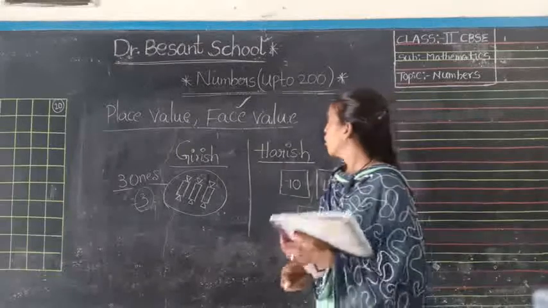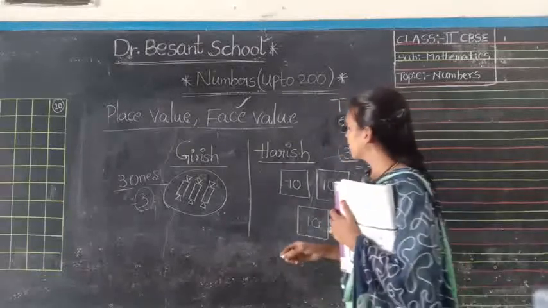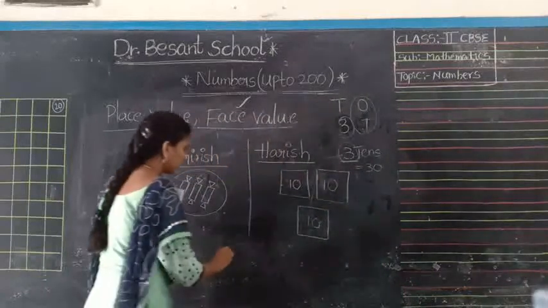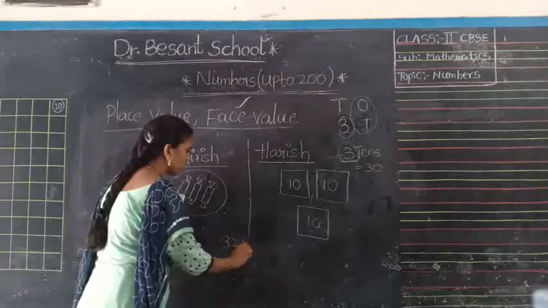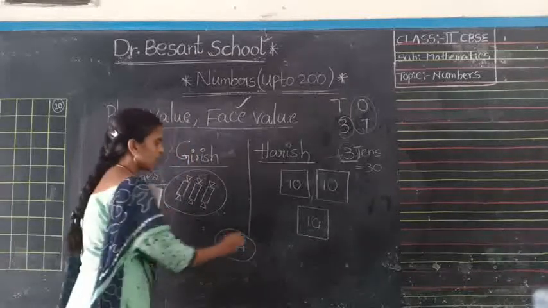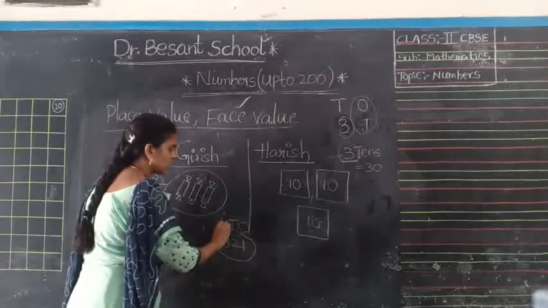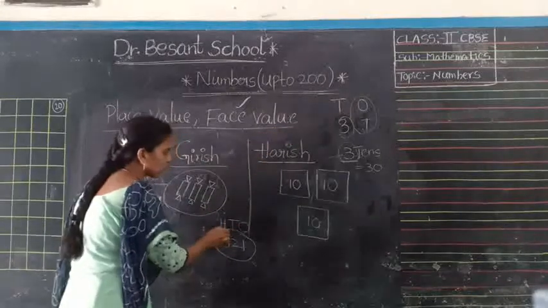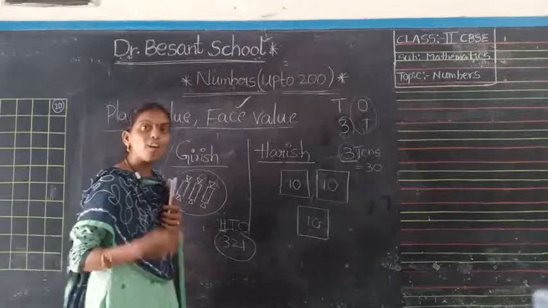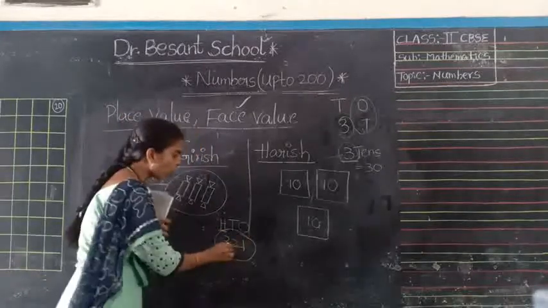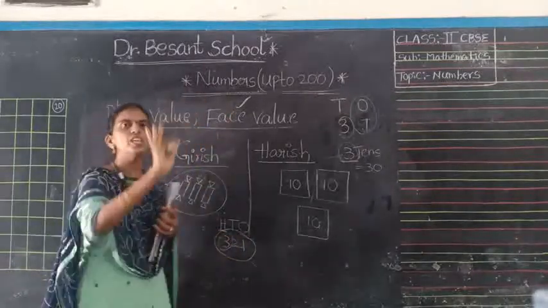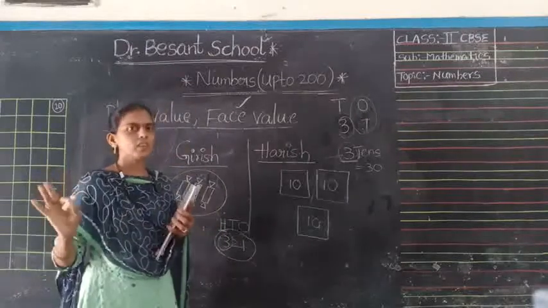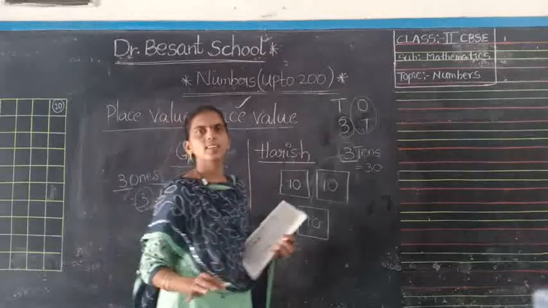Yes children. So if the 3 is placed, for example 321 is a 3-digit number: ones place, tens place and hundreds place. If the same number 3 moves to the hundreds place also, the face value of the number 3 never changes. The face value remains the same, never changes.